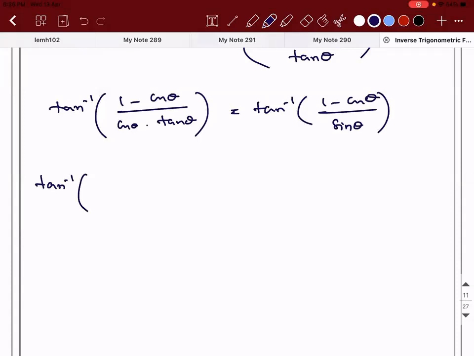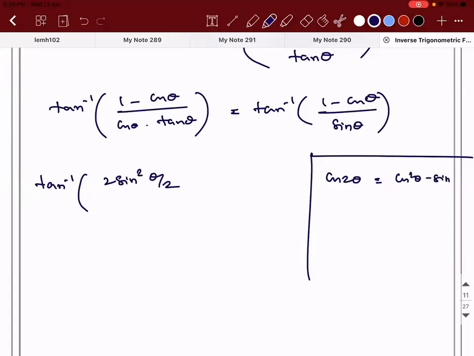What is 1 minus cos theta? How many of you don't know this? You don't know? Study it, correct? Do you know this or not? Right? 1 minus cos theta is 2 sin square theta by 2. Listen. So how did you get it? Cos 2 theta is equal to cos square theta minus sin square theta, or it is 2 cos square theta minus 1, or it is equal to 1 minus 2 sin square theta.